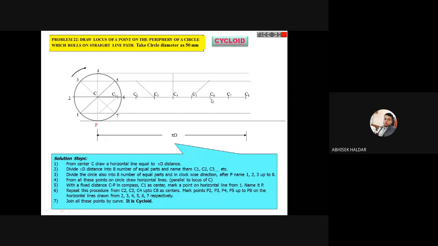From C6, similarly, I will cut on this central line. From C7, I will cut on the seventh line. Seventh line means 1 and 7 line is same. From C8, I will cut the eighth line. Eighth line means again the straight line. So this is again the final point. So point P starts from this straight line, moves something like this, and again comes back to the straight path.